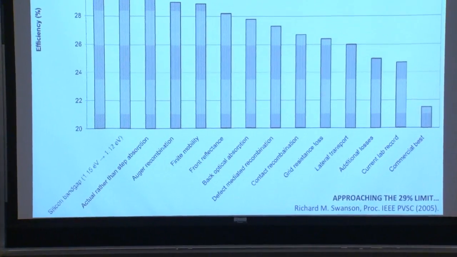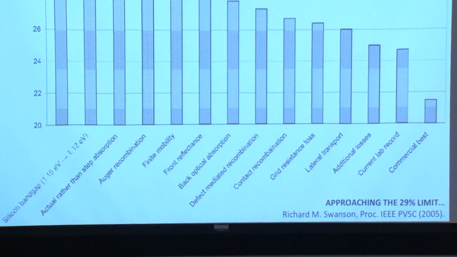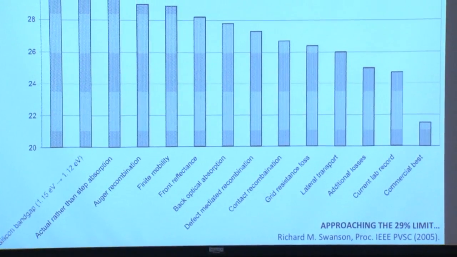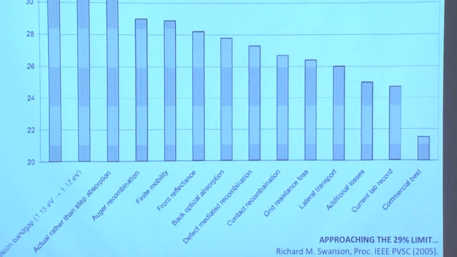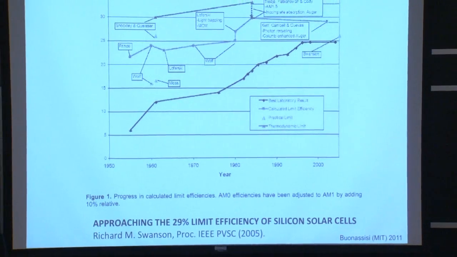This was an invited talk by Dick Swanson, the founder of SunPower, a former professor at Stanford, who pulled this together. A very nice presentation. He speaks with authority because SunPower produces a high efficiency crystalline silicon solar cell device commercially.